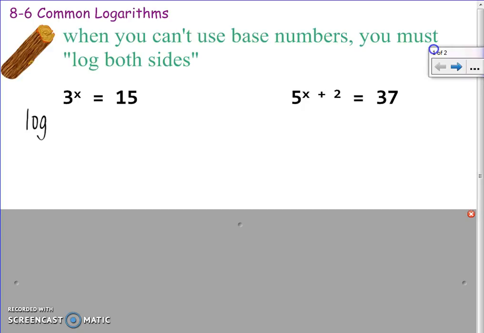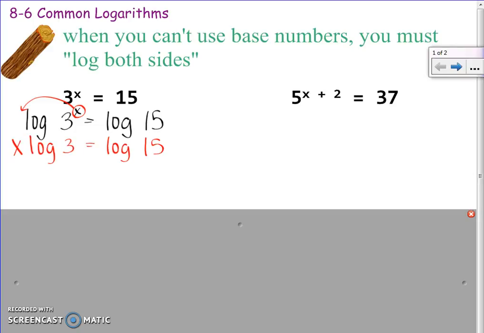We've got log 3 to the x, log 15. So all we did was literally write log on both sides. Now, we learned yesterday in our notes that we can do something with the exponent. Where can we move that? Down in front of that logarithm, okay? So this we're going to rewrite as x log 3 equal to log 15.